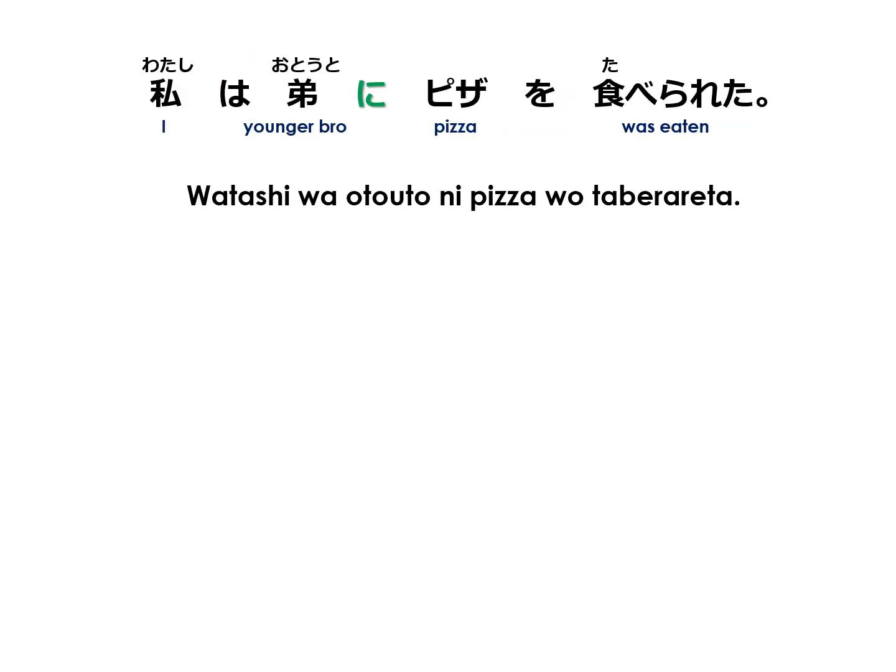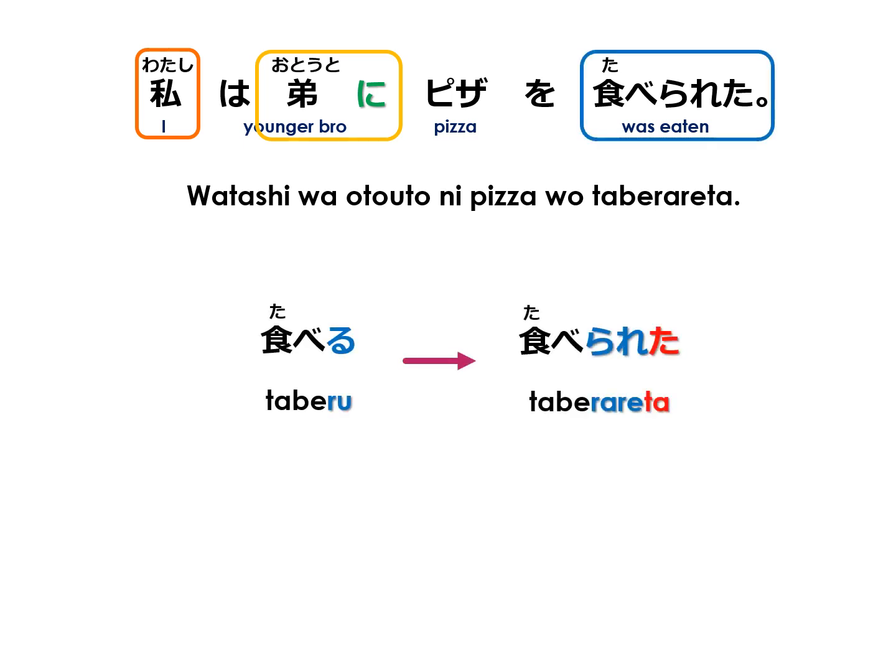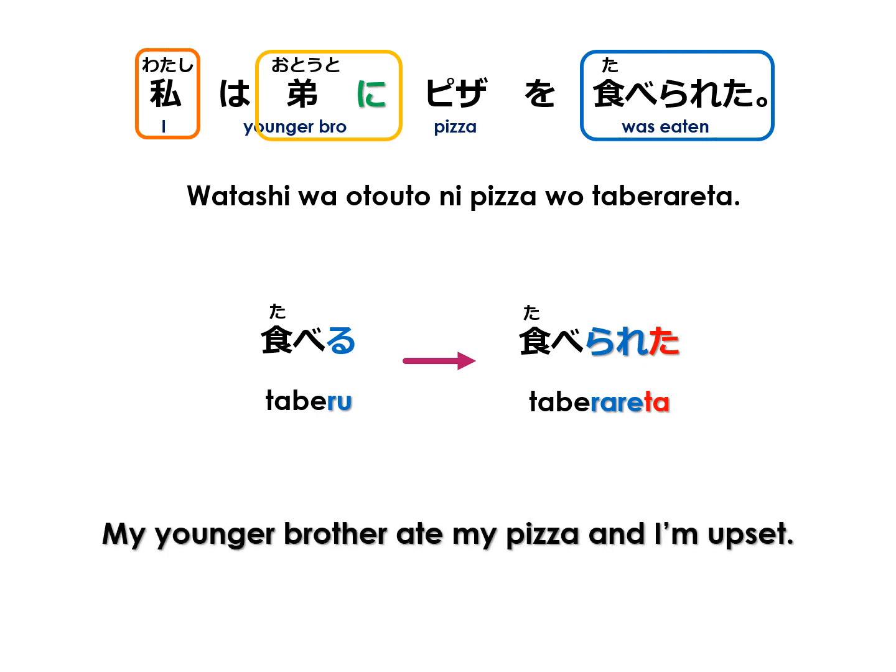私は弟にピザを食べられた。I am the victim, watashi. Perpetrator is my younger brother, ototo. And the passive verb is taberareta, which comes from taberu, will eat, a transitive verb. So translation: my brother ate my pizza and I'm upset.